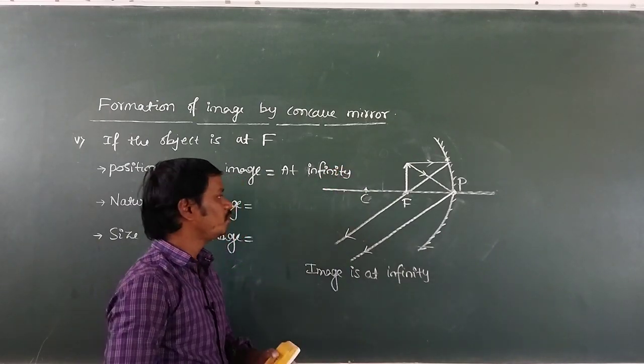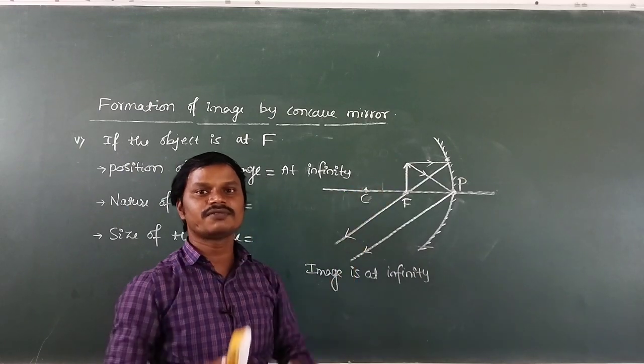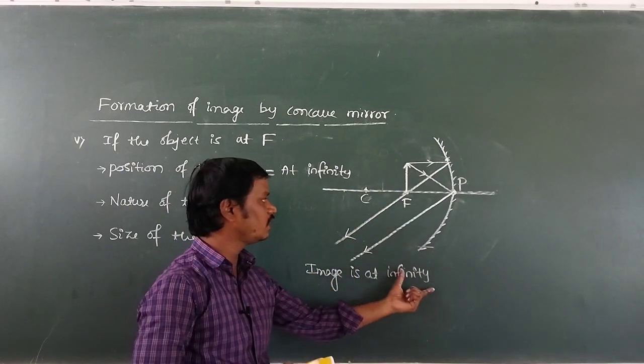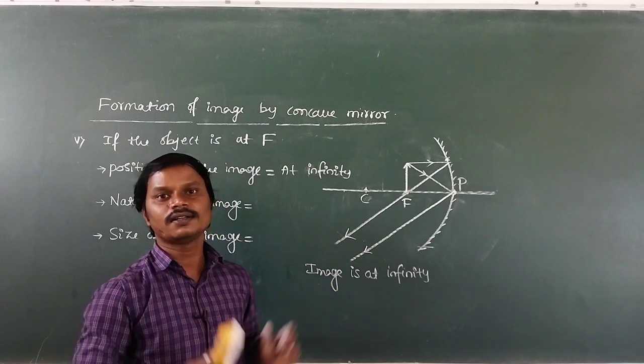Once again, if the object is at focus, then where will its image be formed? Its image will be formed at infinity because the reflected rays are parallel.